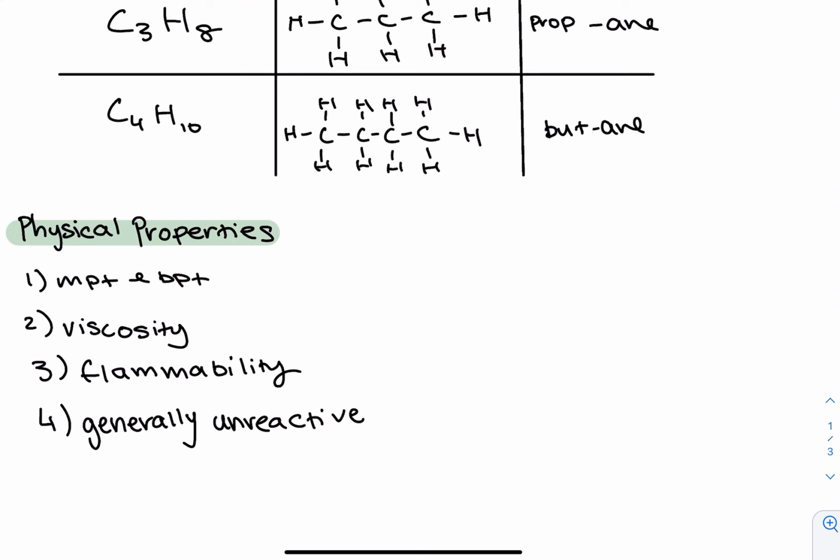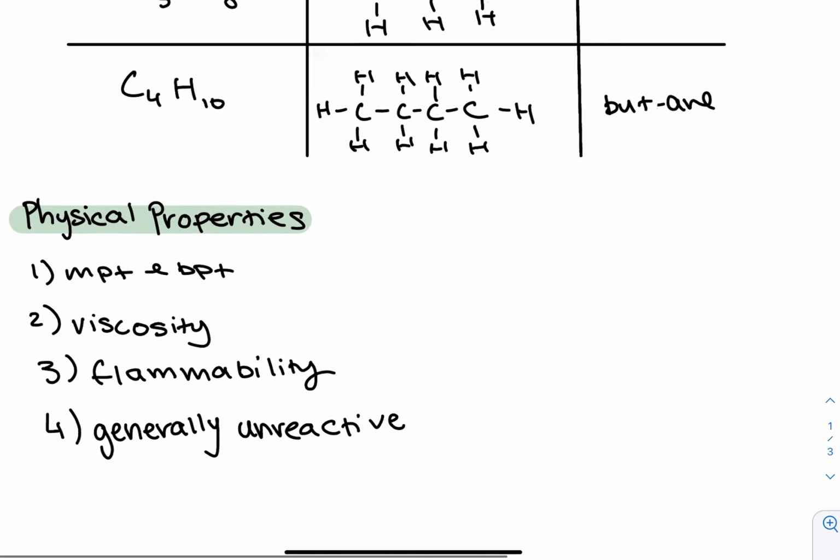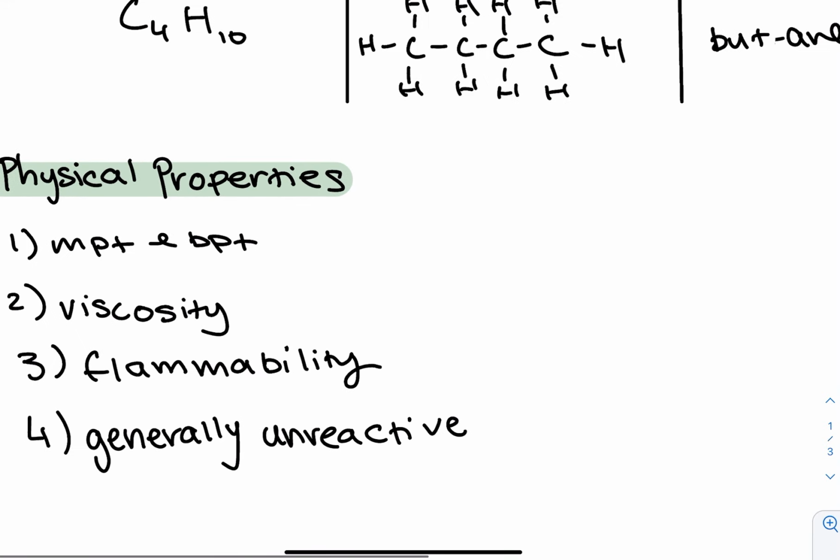So the melting point, as you increase the number of carbon atoms, increases, and so does the boiling point. Why does this happen? Well, this happens because the chain length increases, which increases molecule size and the intermolecular forces of attraction between the molecules. Therefore, more heat energy is required to overcome and break the bonds.